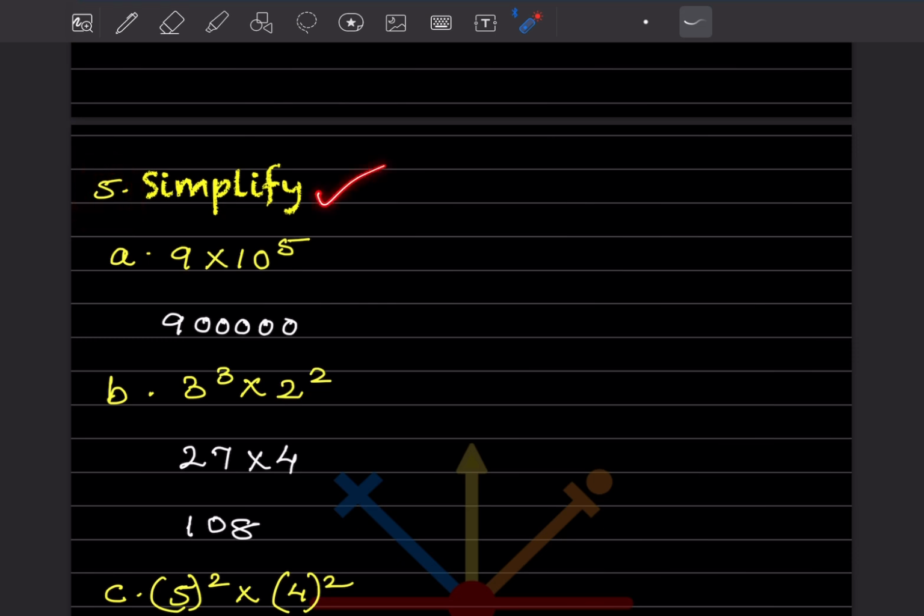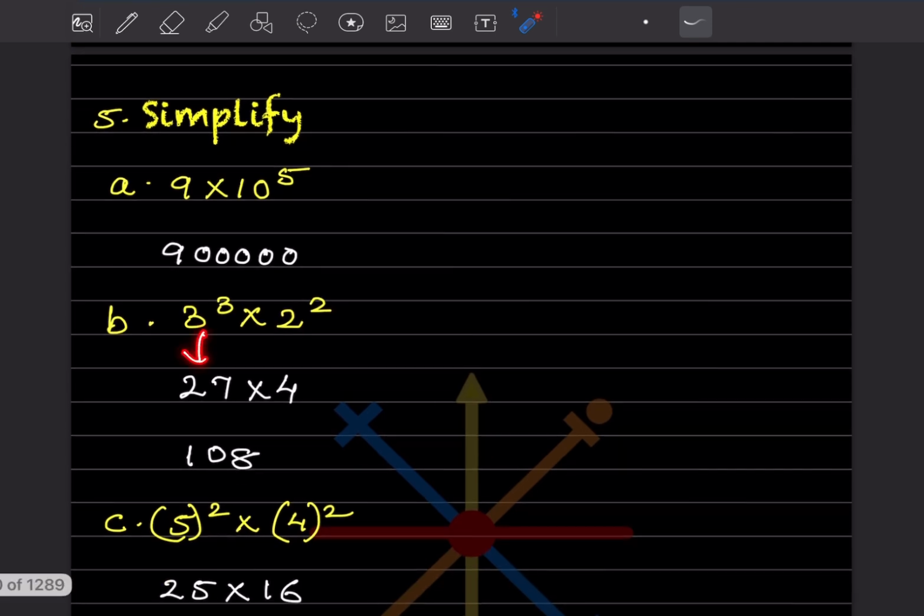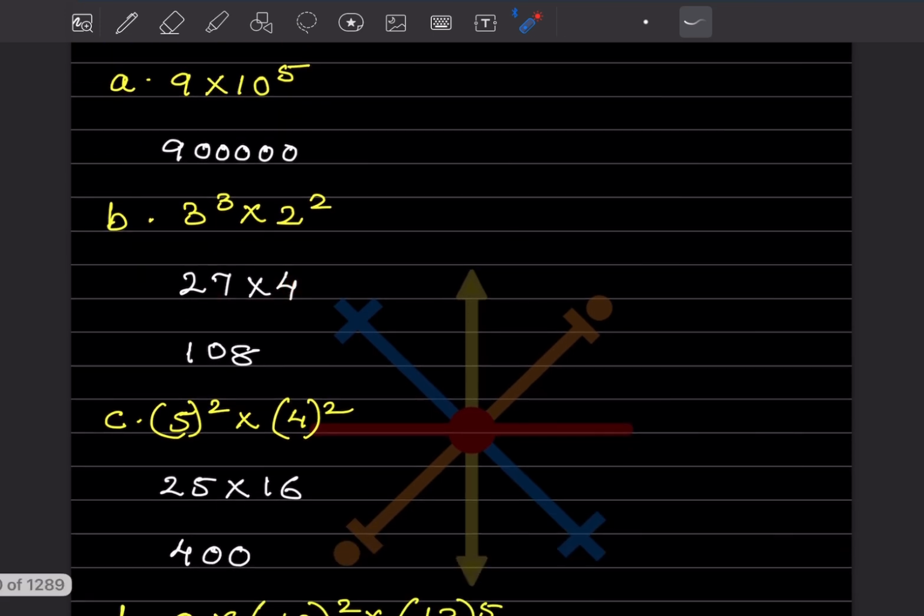So simplify. This 9 is here and 10 raised to 5 means what you have to do? You have to write 1 as it is and just put 5 zeros. So when you multiply by 9, it is 9 and 5 zeros. Now here 3 raised to 3 means 3 into 3 into 3, that is going to be 27. 2 raised to 2 is going to be 4. So when you multiply this, that is going to be 108.